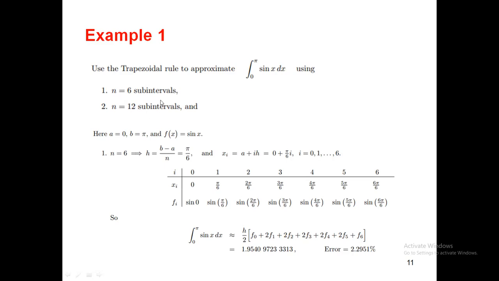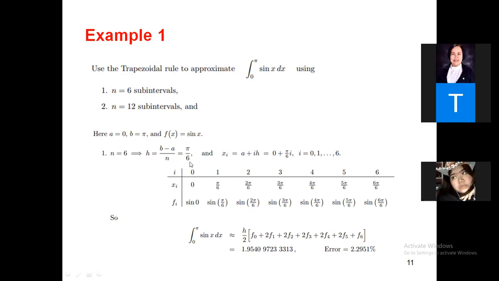You're going to use the trapezoidal rule in approximating the value of the integral of sine of x evaluated from 0 to pi using 6 subintervals. Number 1. Since we're using 6 subintervals, that would also represent our n, and our increment, the h, would be b minus a divided by n. So that would be pi minus 0 divided by 6, and that would be pi over 6.